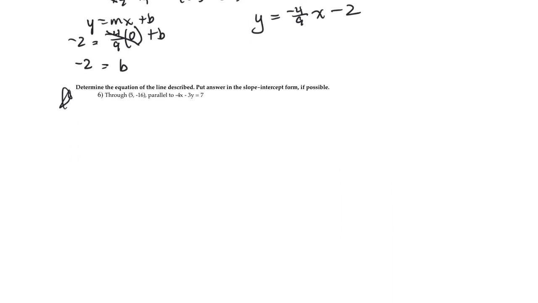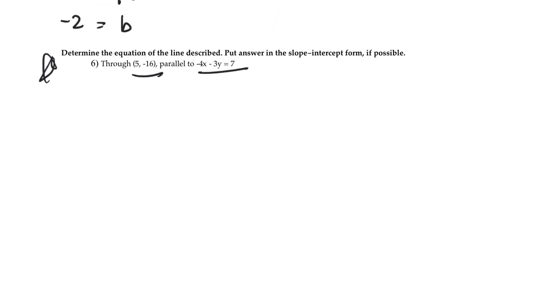Okay, next question. It says it passes through that point and it's parallel to this line. If it's parallel, it means it has the same slope. So I need to take this equation and figure out what the slope is. Like I did before, I'm going to get y on one side and everything else on the other side. So negative 3y is equal to a positive 4x plus 7.